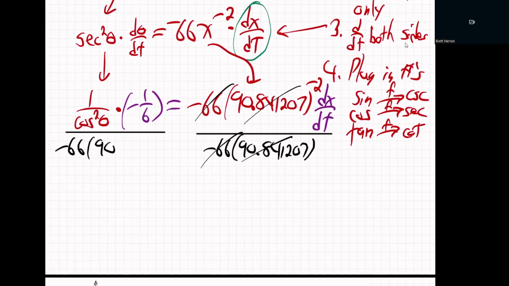90.841207. Okay. And let's make those two negatives both positive. Two negatives make a positive. So all I need is to plug in theta. What in the world is theta?